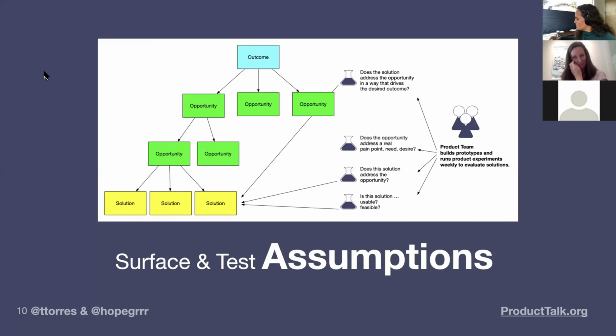Okay, we've got a couple of logistical questions about assumptions. One is where to put assumptions on the opportunity solution tree. And the other one is who should be involved in defining assumptions. So I'll tackle the first part.